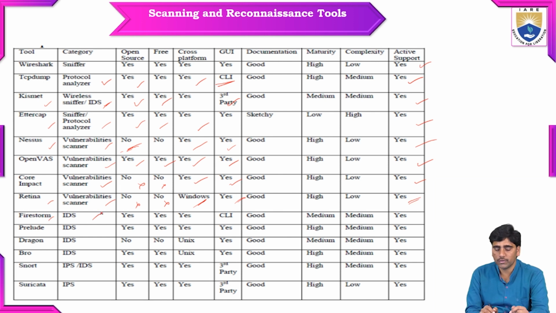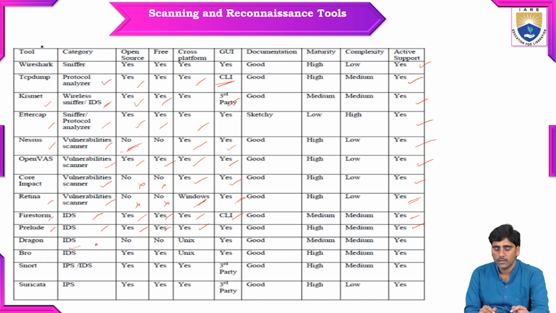It is in the category of intrusion detection systems, and it is open source software, and it is free of cost. It is cross platform, and it is actively supported. And next one, Prelude. It is also an intrusion detection system, and it is an open source tool, and it is free of cost, and it is operated in GUI mode, cross platform, and it is operated in CLI mode, and it is actively supported.